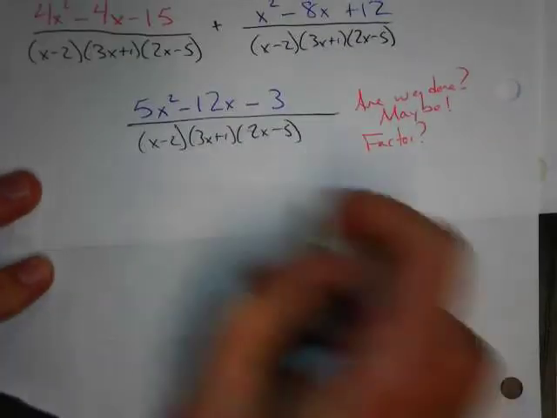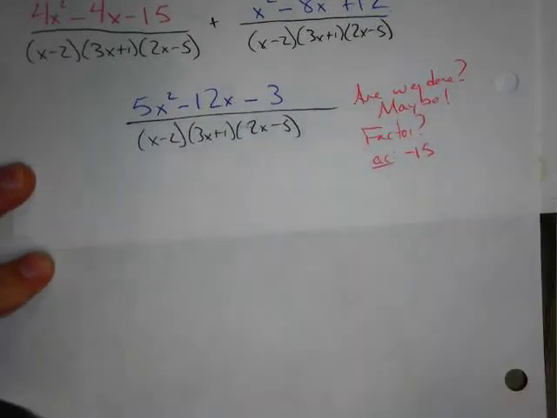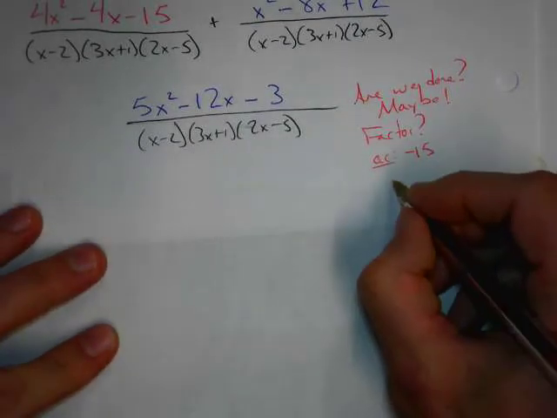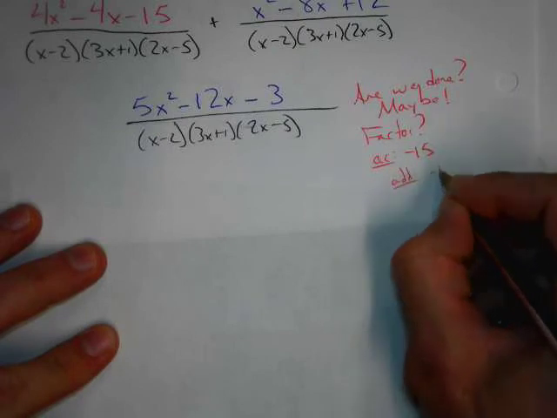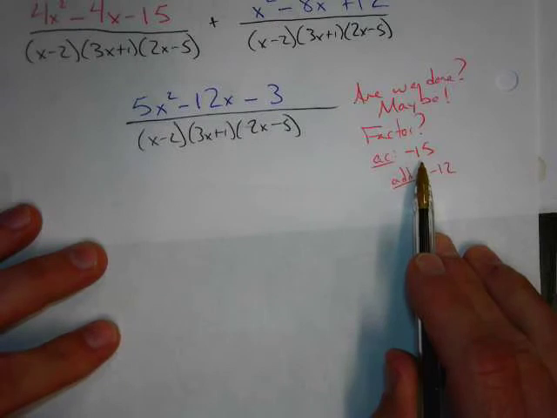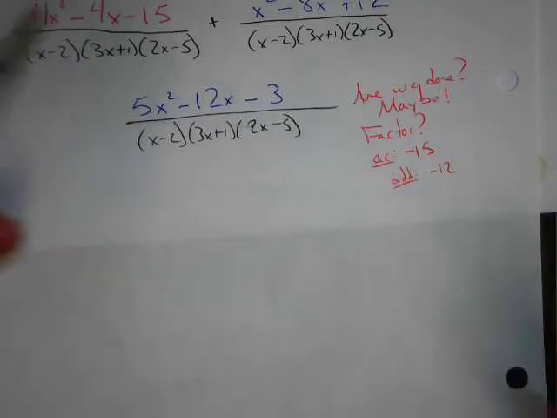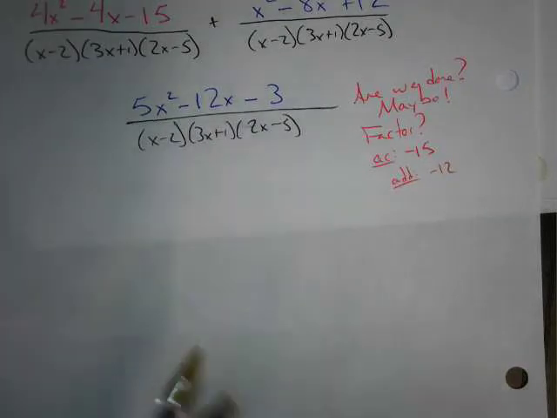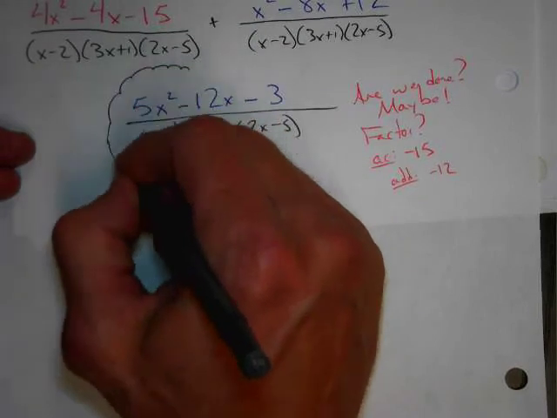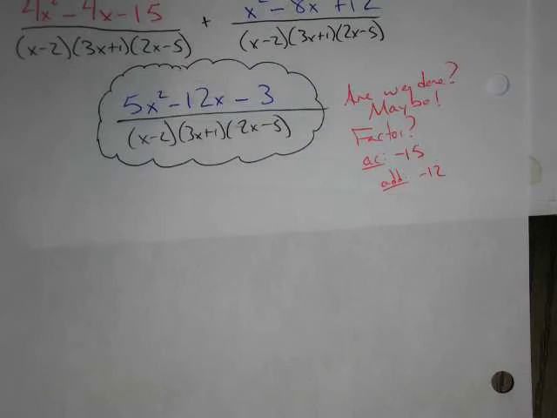Well, what's a times c? A times c is negative 15. Are there any factors of negative 15 that add to give me negative 12? Let's see, we got 1 and 15, no. We got 3 and 5, no. So we can't factor the numerator, so we are done. But there might be a time when we could have factored the numerator and started canceling some stuff out, so be on the lookout. All right, so that is as done as we can get it.